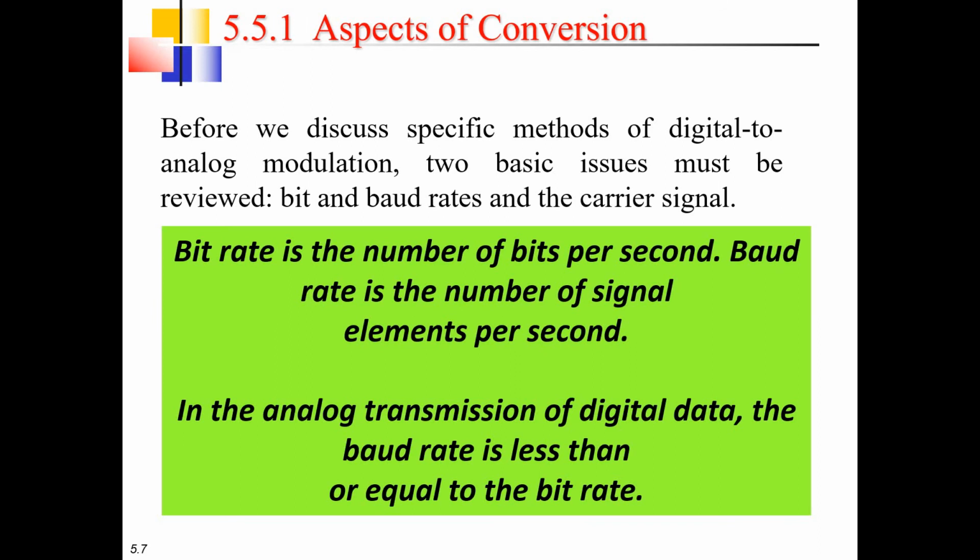Before we discuss specific methods of digital to analog modulation, two basic issues must be reviewed. Number one is bit rate, number two is baud rate, as well as the carrier signal. This time we will concentrate on bit rate and baud rate. This is your bit rate, and then we have the baud rate. Bit rate is the number of bits per second. Baud rate is the number of signal elements per second. In the analog transmission of digital data, the baud rate is less than or equal to the bit rate.